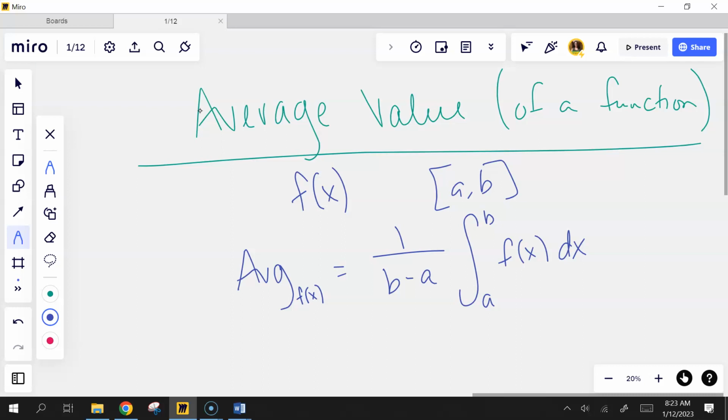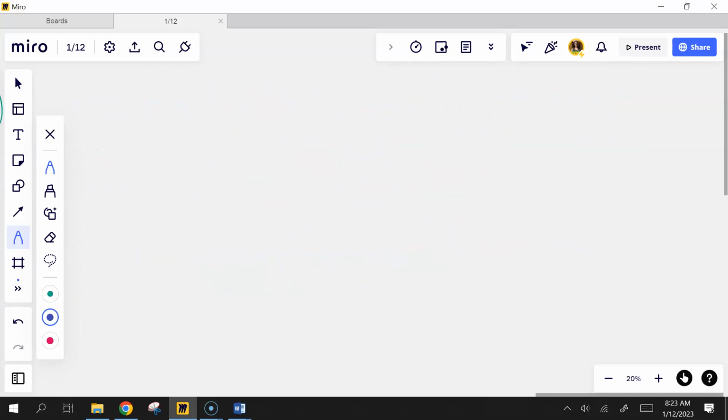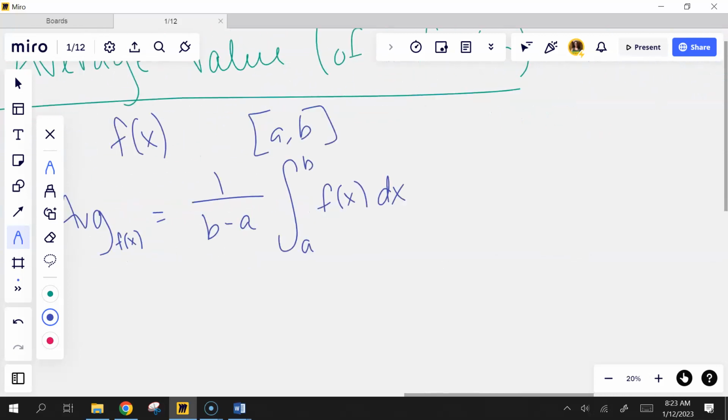So for example, let's say f of x was 4 minus x squared, and I asked, what's the average value on the interval 0 to 3? Tell me when you're done.